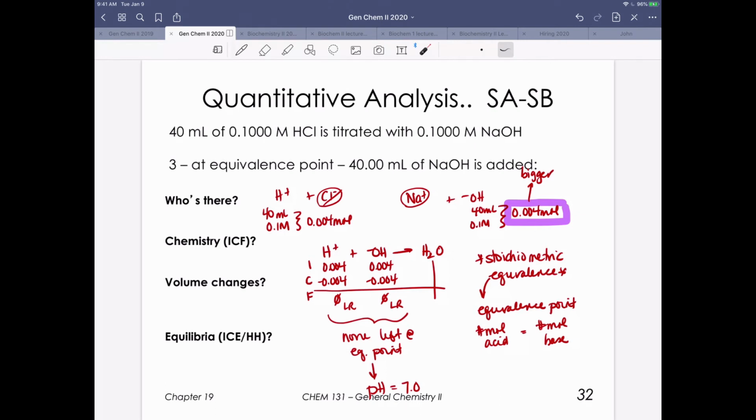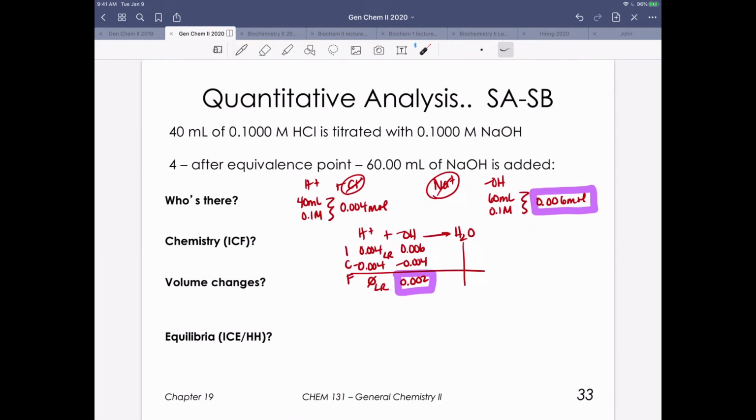All right, last point here. We are going to be at the point where we've gone beyond our equivalence point. Now the only thing that's going to be affecting the pH of the solution is the excess hydroxide that we've been adding. So let's take a look at that here.